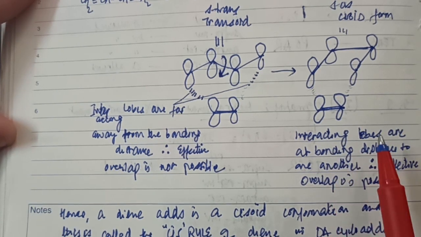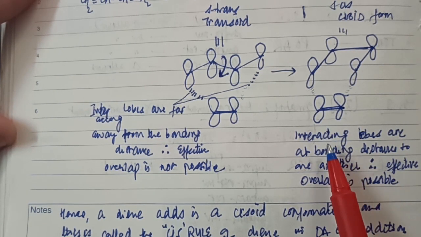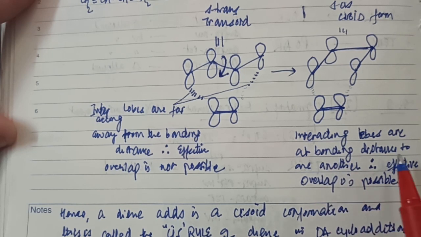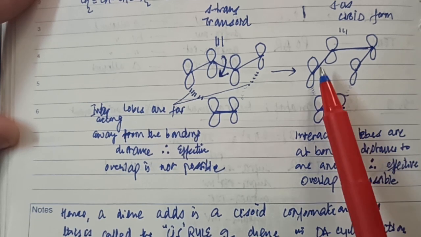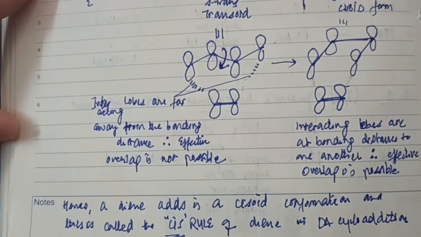Now, I'll repeat again that the interacting lobes are at bonding distance to one another. Therefore, effective overlap is possible. And since effective overlap is possible, the molecule will be forced into this kind of a conformation.